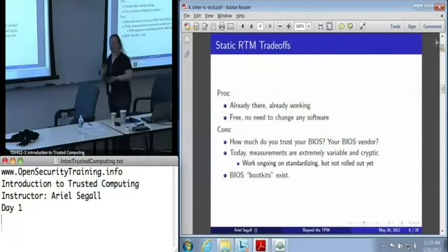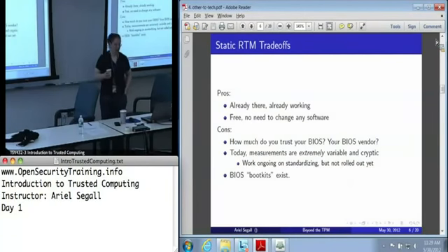So there are some trade-offs with the static root of trust for measurement. The big pro of it is it's there, it's working, you just turn your machine on, and there you go. There are, however, some pretty big downsides to it. The first of which is, how much do you trust your BIOS? Do you know anything about your BIOS vendor? Do you even know which BIOS you're running? Has it been updated lately?